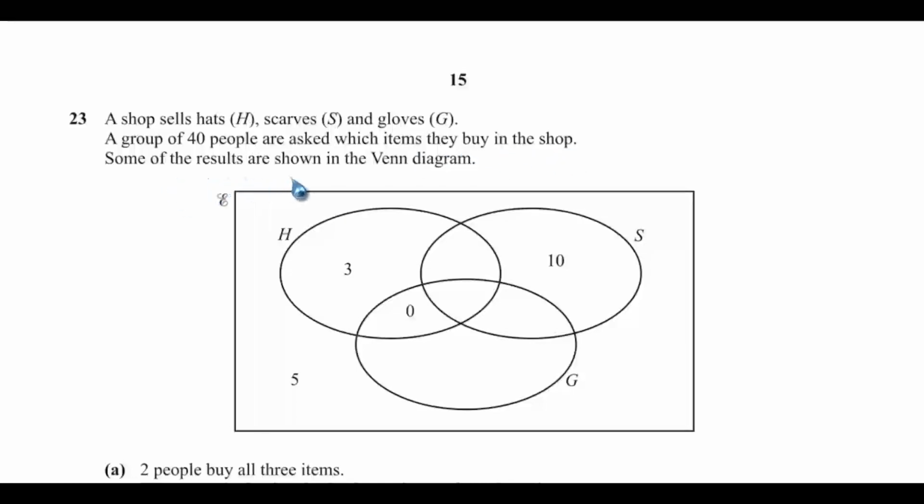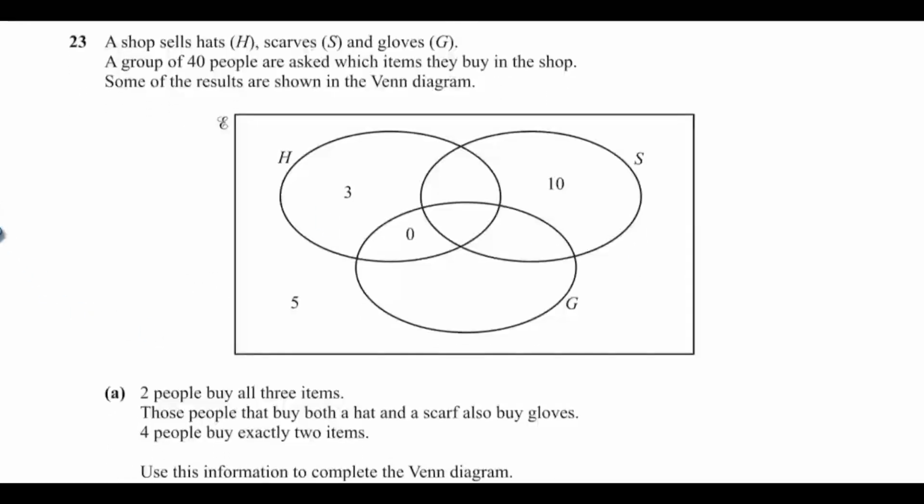Some of the results are shown in the Venn diagram. Okay, so let's go to part A. Two people buy all the three items, so that means you have two here. Those people that buy both a hat and a scarf also buy gloves.